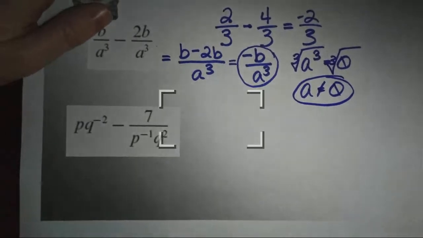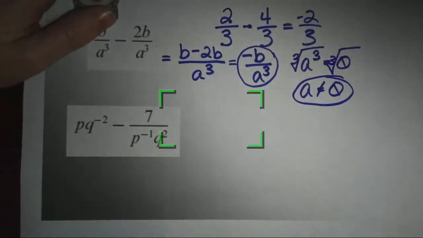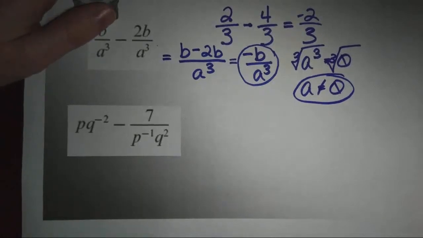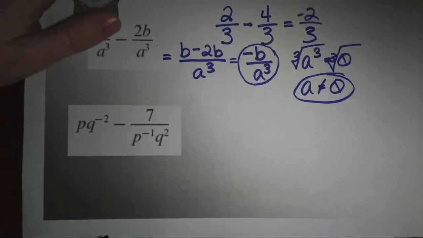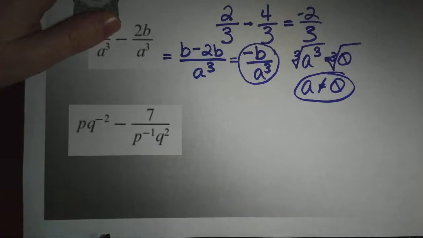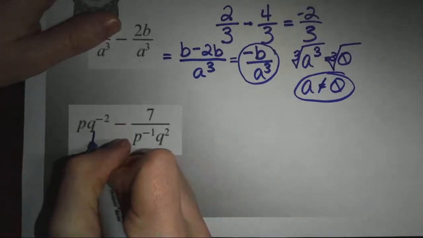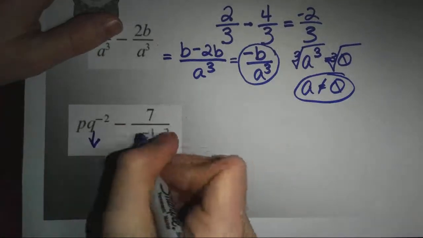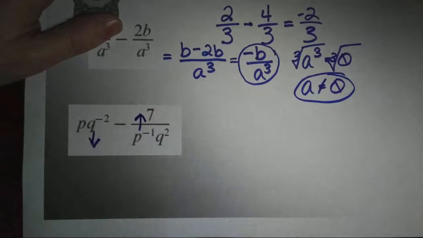And in the second example, we have p q to the negative second minus 7 over p to the negative first q squared. Now, these don't look like they have a common denominator, but before we make any assumptions, we want to simplify our negative exponents by moving them to the other side of the fraction bar. This q to the negative second is going to have to come down to become positive second, and this p to the negative first is going to have to come up.